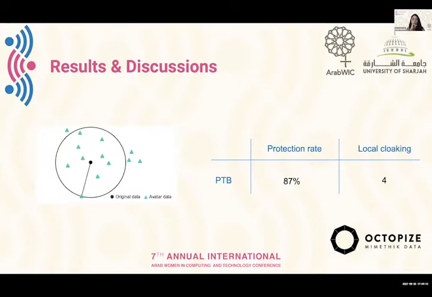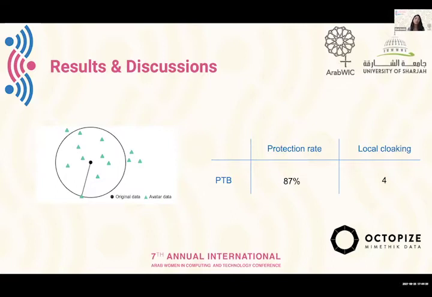The protection rate works by associating each data point with the closest avatar to it. Then the protection rate is the percentage of times we were wrong, and when the closest avatar was not the one that was generated by our data point. So for the PTB, we have a protection rate of 87%.